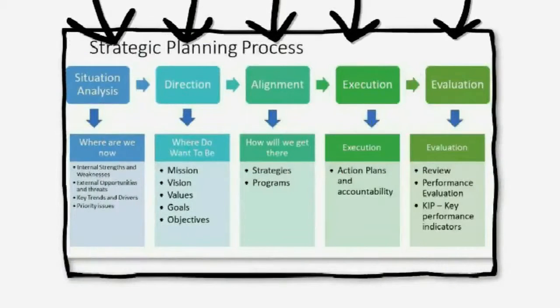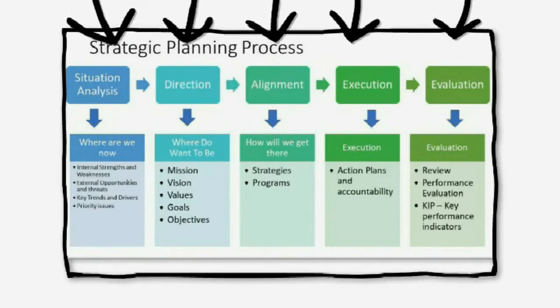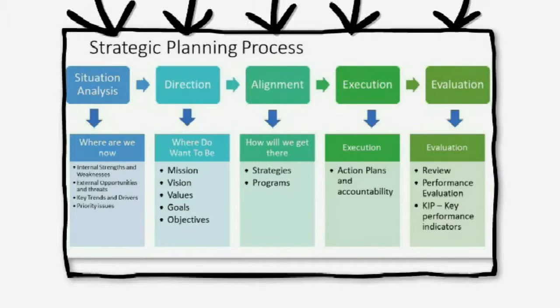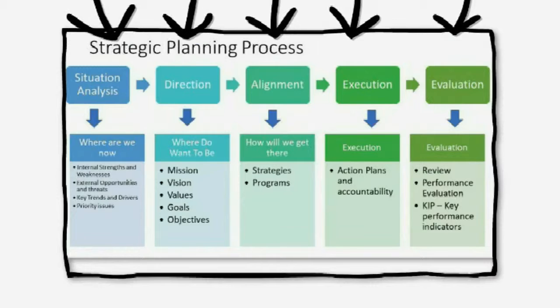Strategic planning process. Under the strategic planning process, we have 5 main steps. First one is situation analysis. Here we look at the current situation, where we actually are, and analyze the internal strengths and weaknesses, external opportunities and threats, key trends and drivers, and priority issues.